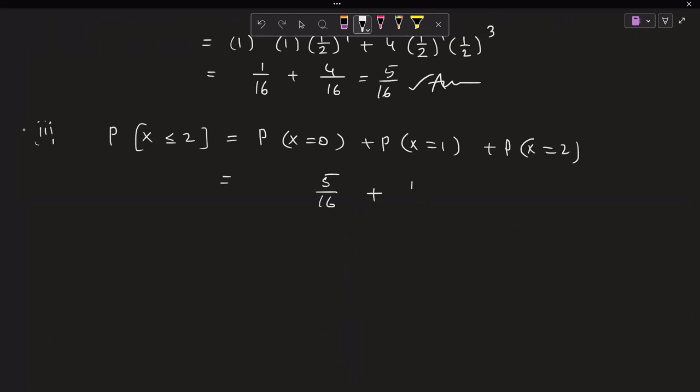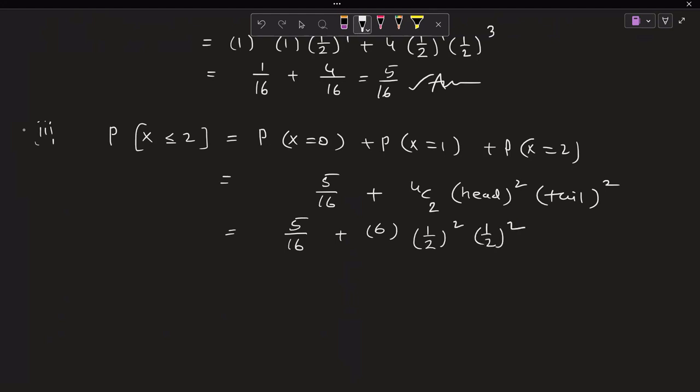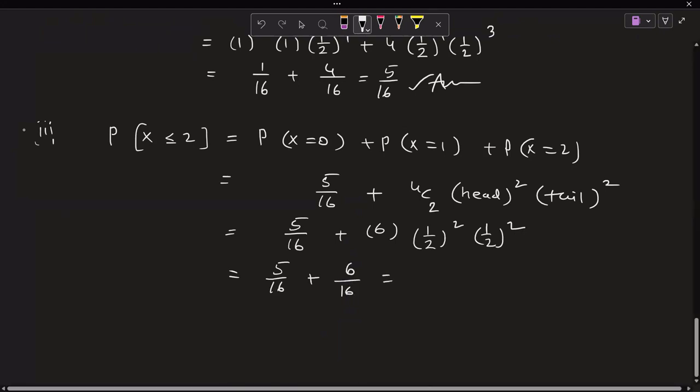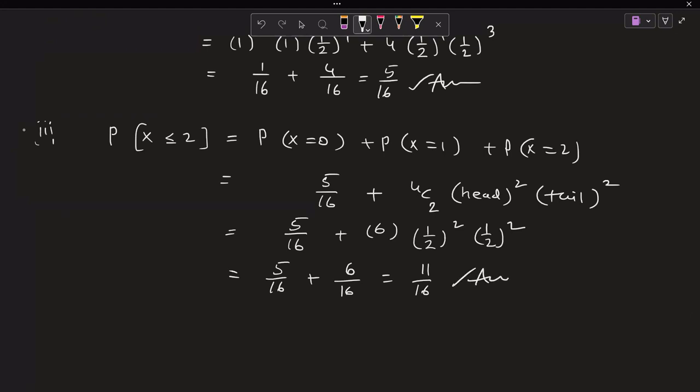P of X is equal to 2 is out of 4 coins select 2 and these 2 coins show heads and remaining 2 coins show tails. Okay, so 5 out of 16 plus 4C2 means 6, so 1 by 2 power 2 into 1 by 2 power 2. So that is 4 out of 16 plus 6 out of 16. So totally 11 out of 16 is the answer of this question.